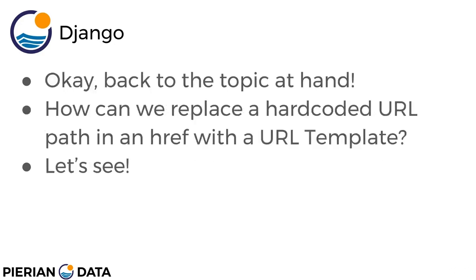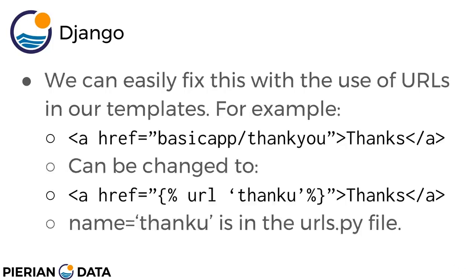Okay, so back to the topic at hand. How can we replace a hard-coded URL path in an href with a URL template instead? Let's see a few examples. Alright, so we can easily fix that problem with the use of URLs in our templates. So for example, usually you may have something that looks like that first darker example where you have href basic_app/thank_you and then thanks. So that's just the anchor tag itself.